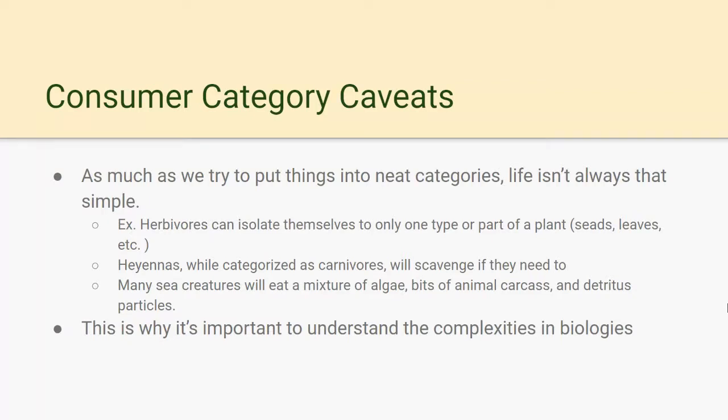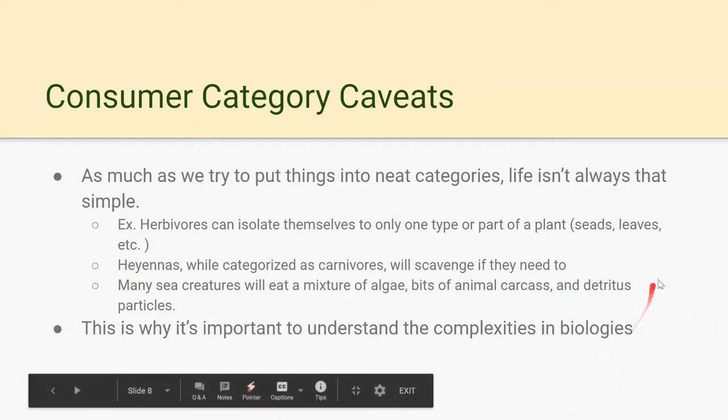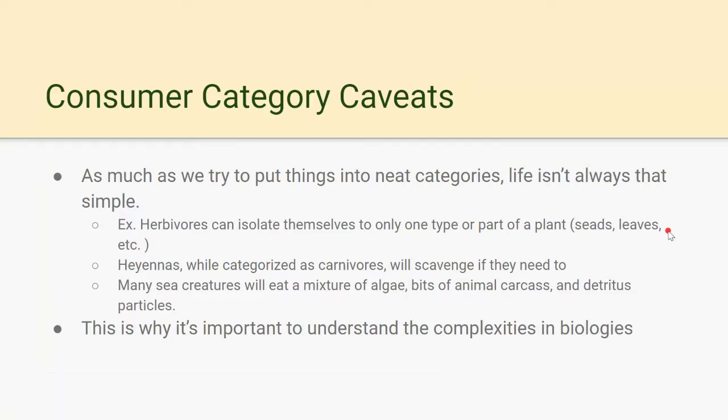As much as human beings like to put things into categories, we talked about this a lot with abiotic and biotic factors. Essentially, as much as we try to put things into neat categories, life doesn't always like to fit into those categories. For example, herbivores can isolate themselves to only one type of plant. So, like the koala only eats eucalyptus, but we don't call it a eucalyptusvore. Some birds only eat seeds, and some animals only eat leaves.